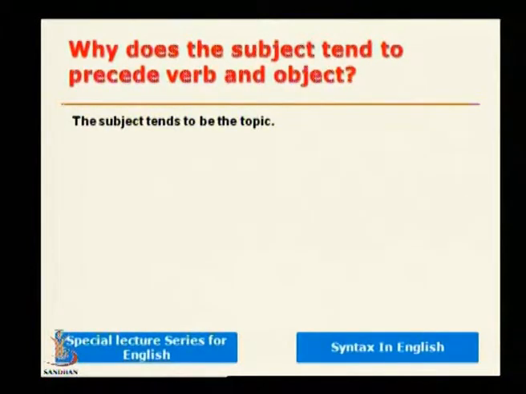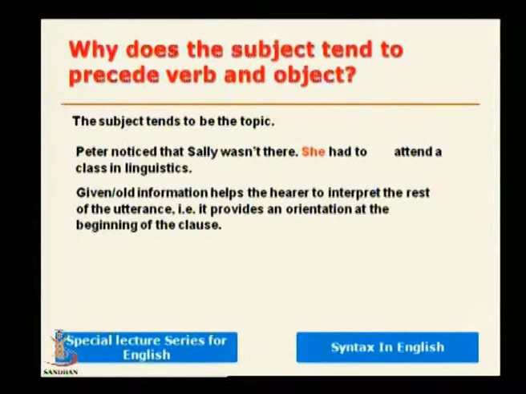Why does the subject tend to precede verb and object? Now this is a question. When we write a sentence, why is it important to put the doer of the action in the beginning? Why do we do that? What is the logic? It is also an equally important question. Peter noticed that Sally wasn't there. She had to attend a class in linguistics.